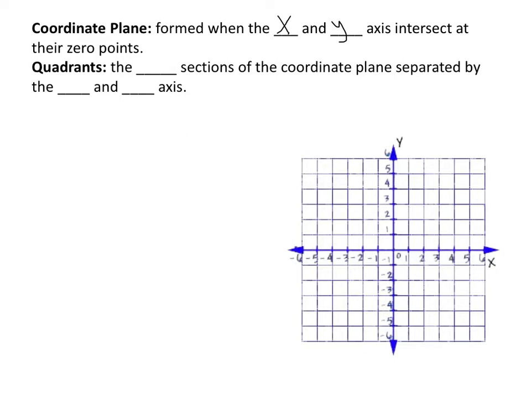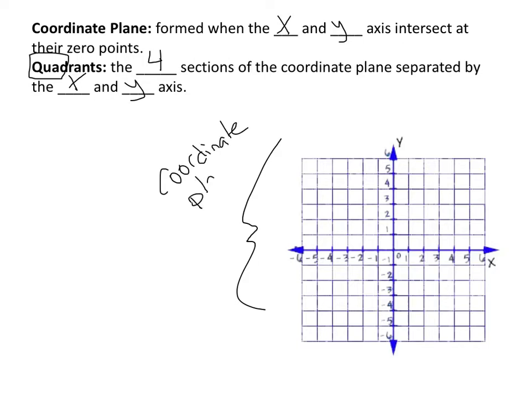The quadrants are the 4 sections, because quad implies 4, of the coordinate plane separated by the x and y axis. So over here, this entire thing is the coordinate plane. This is your x-axis. It is always your horizon, or your horizontal axis. Y is always your vertical. This point right here is the 0 points where they intersect. That's called the origin. Remember, that's 0, 0.